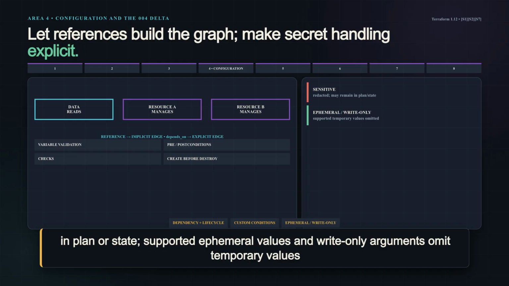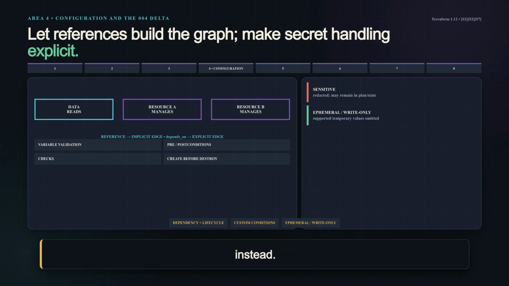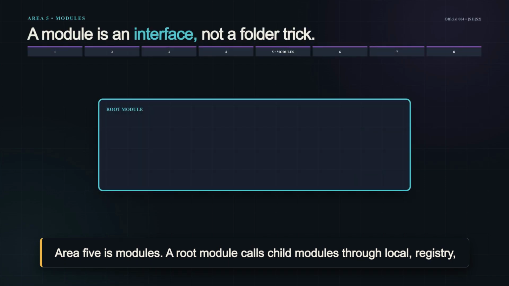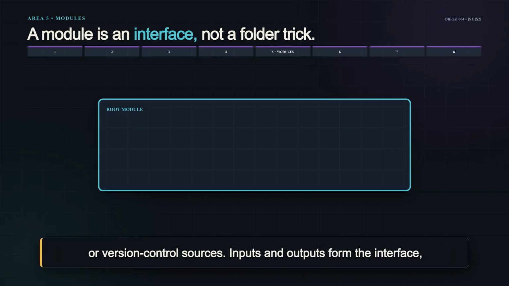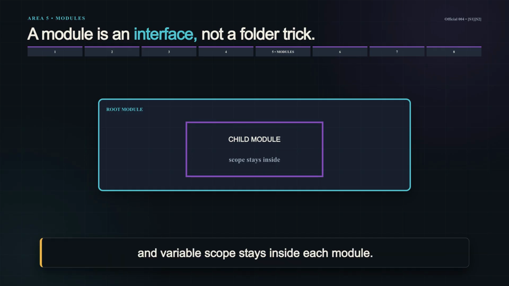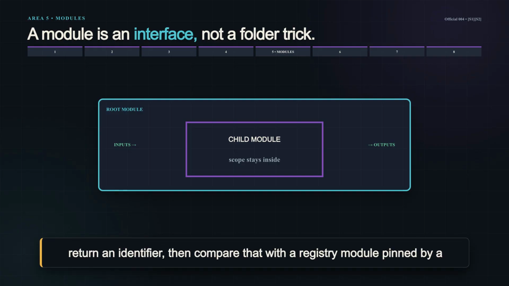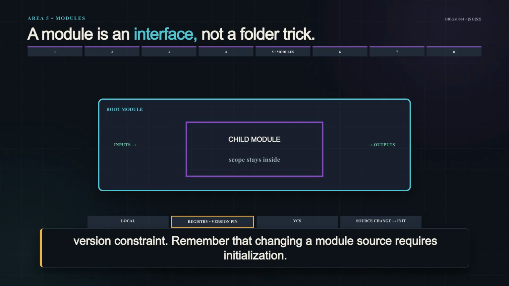Area 5 is modules. A root module calls child modules through local, registry, or version control sources. Inputs and outputs form the interface, and variable scope stays inside each module. Refactor one resource into a local child module, pass a name in, return an identifier, then compare that with a registry module pinned by a version constraint. Remember that changing a module source requires initialization.